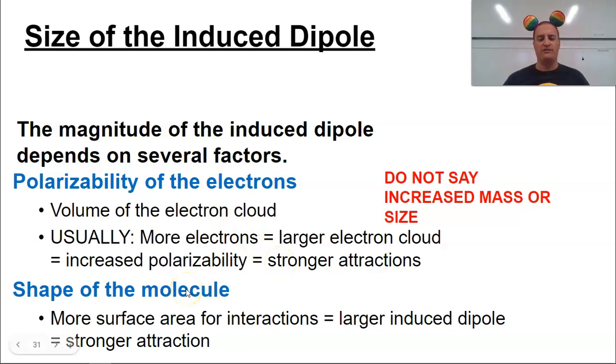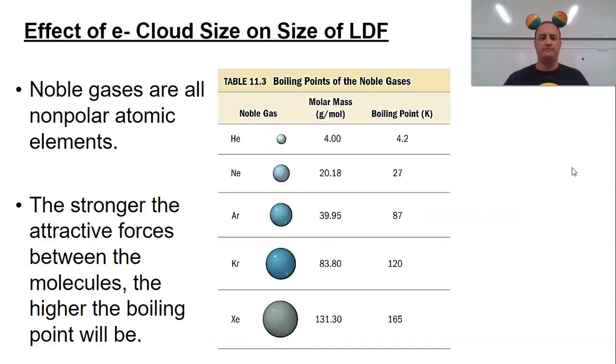The shape can make a difference too. More surface area, you get a bigger induced dipole, stronger attraction. So that means the bigger the molecule. If you have one that's tightly clustered, its surface area is going to be small. If it's really spread out, like long chains of hydrocarbons, that's going to really increase the surface area for interactions.